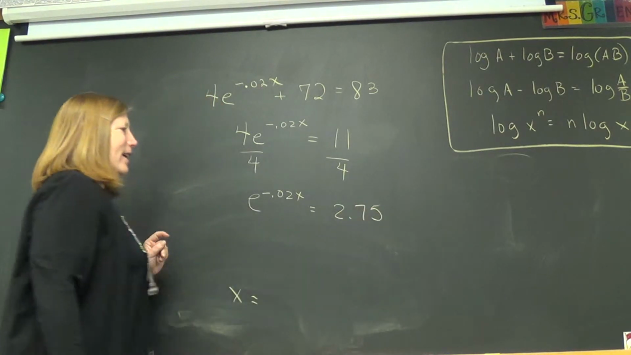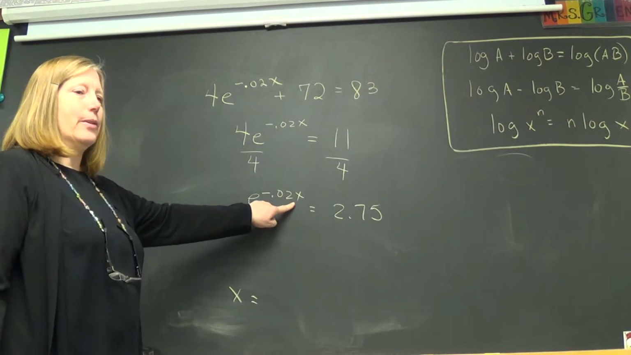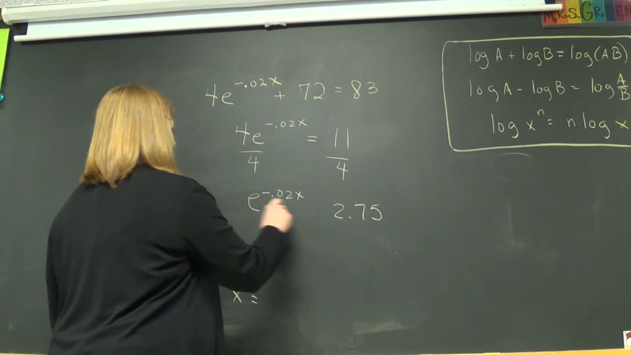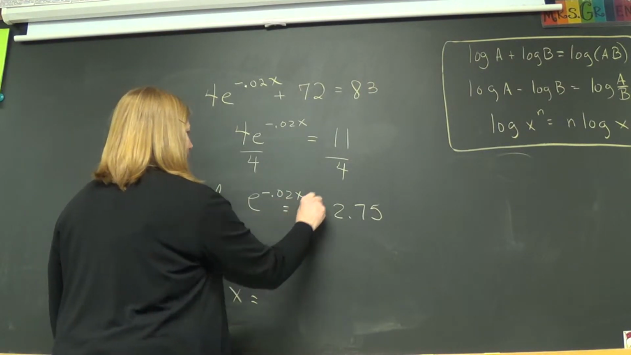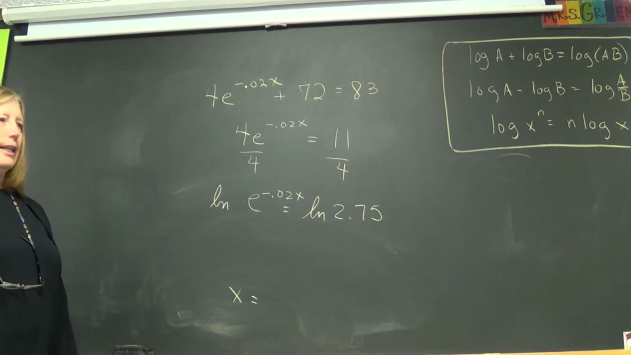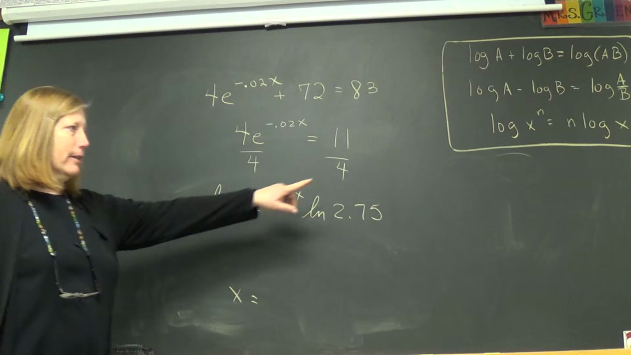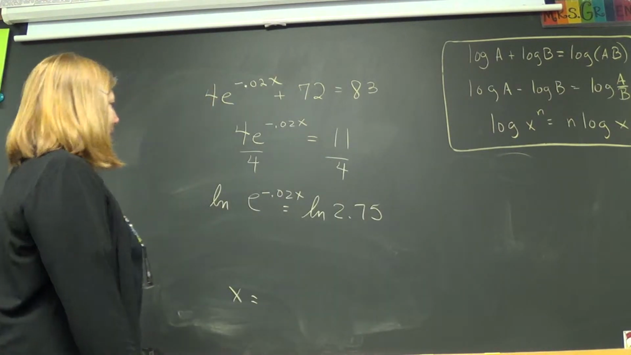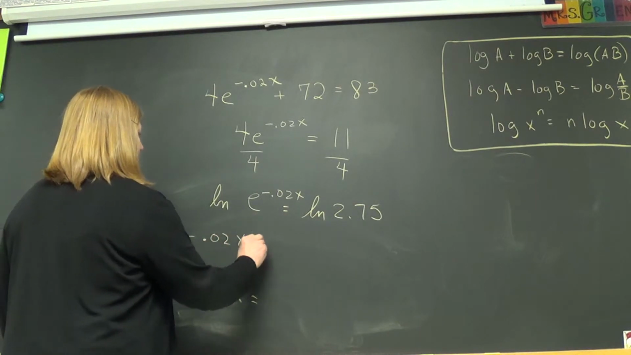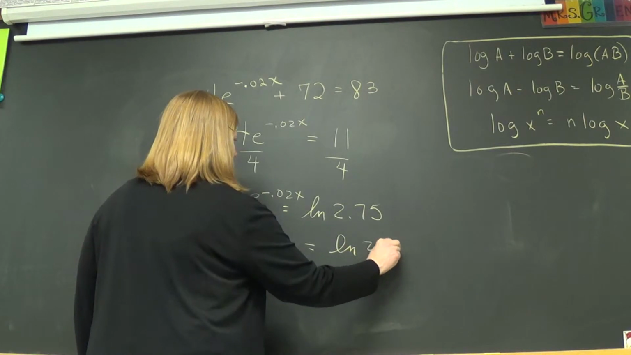2.75. All right. So Allie, the unknown is up in the exponent, and what do we do to get it down? You take the ln of both sides. Right. It doesn't matter if you took a log, but ln will simplify this one. And so we take the ln of both sides whenever the exponent needs to come down because of the third log rule. So we can then move the negative 0.02x down and find out the ln of 2.75.